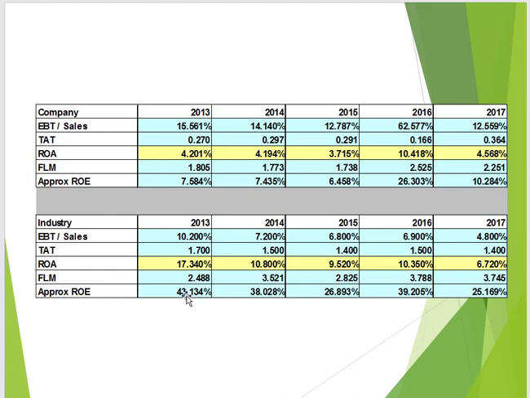Again, down here, these are the approximate ROE. So you see that the company is less across the board than the industry is. So why is that? Well, let's look at the line items. Profitability. The industry almost across the board is less profitable than the company. So that's not it.